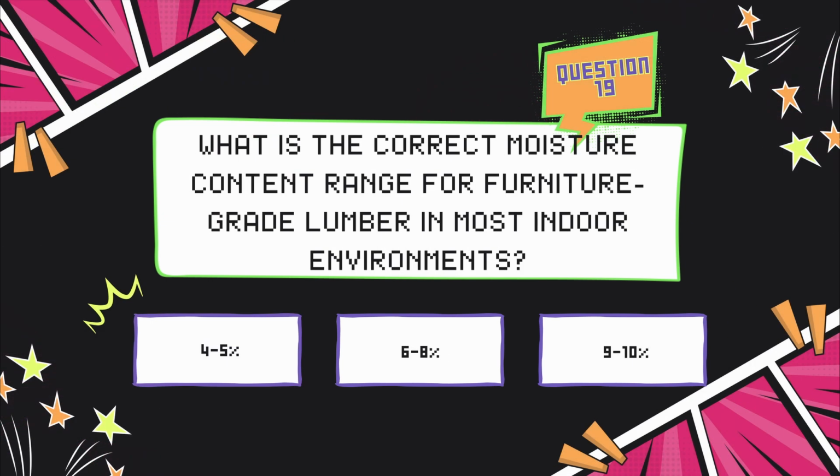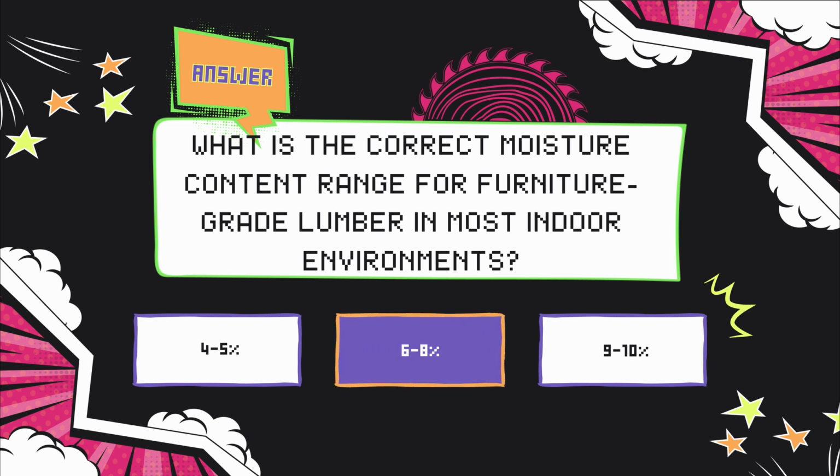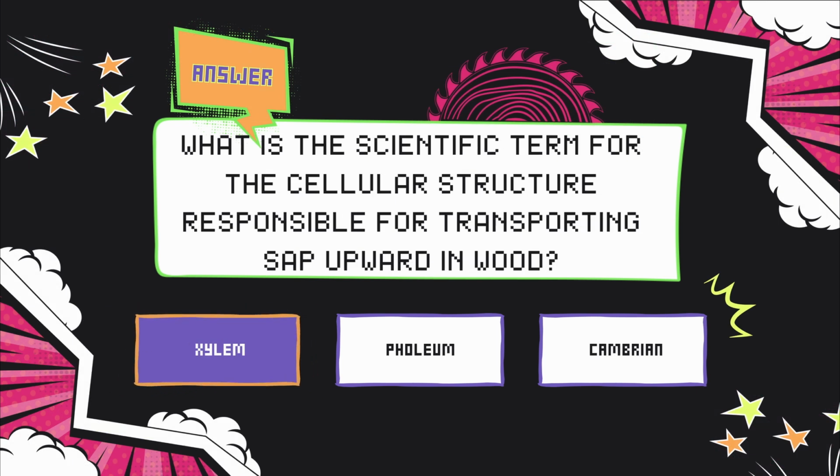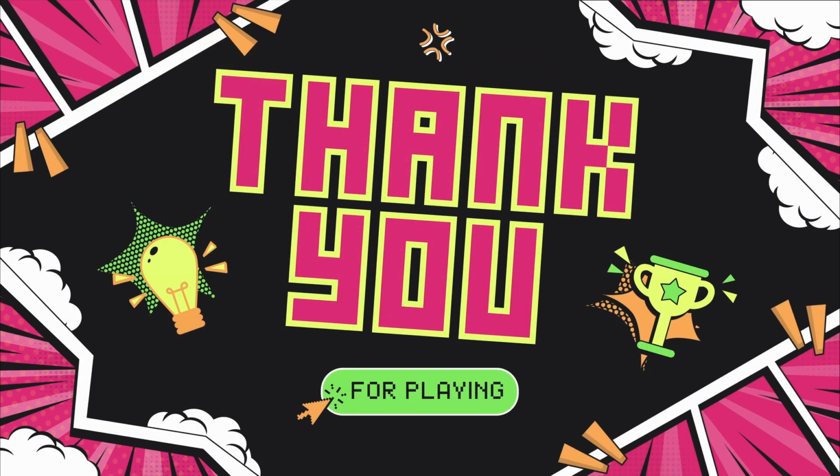What is the correct moisture content range for furniture-grade lumber in most indoor environments? 6 to 8%. What is the scientific term for the cellular structure responsible for transporting sap upward in wood? Xylem. Thank you for playing. We hope you had as much fun playing as we had making this.